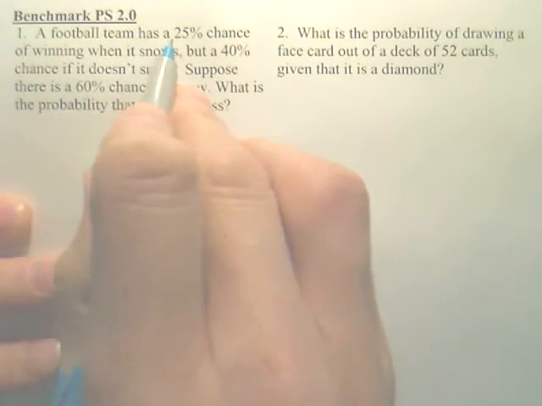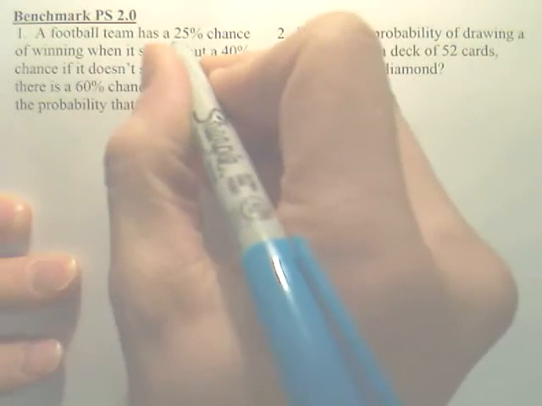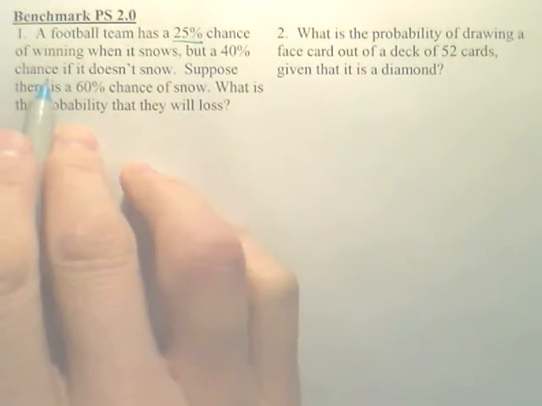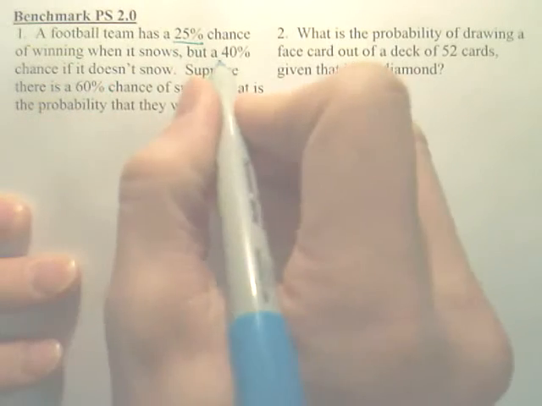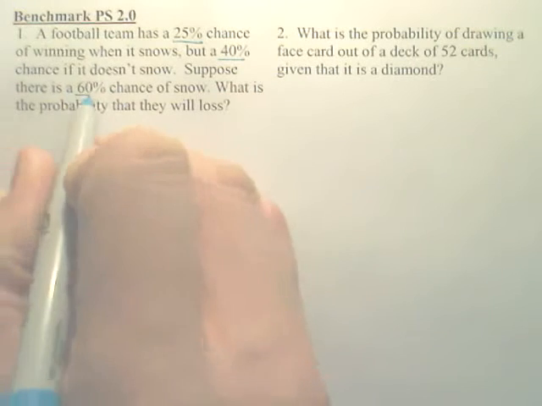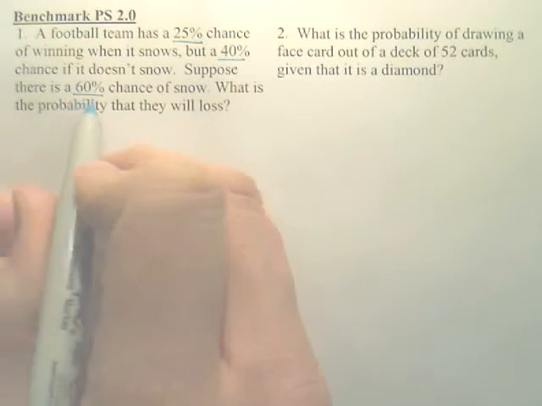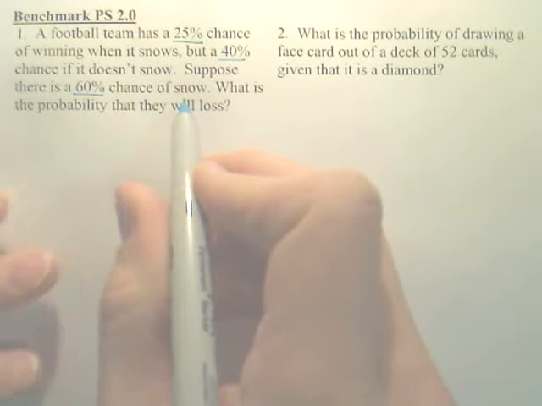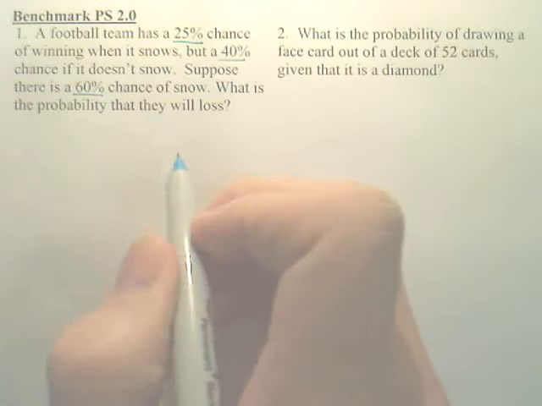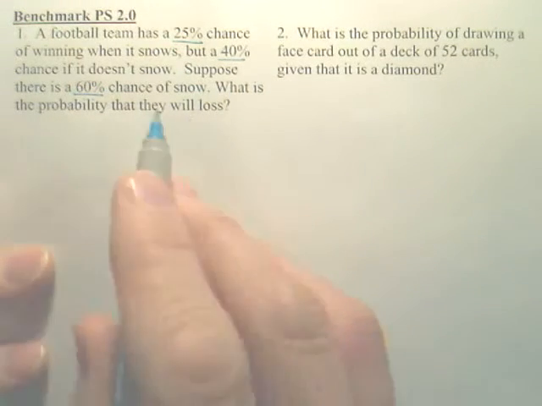Okay, a football team has a 25% chance of winning when it snows. So 25% chance. And then a 40% chance if it doesn't snow. So 40% chance if it doesn't. And then a 60% chance. Suppose there is a 60% chance of snow. Totally different story. There's a whole bunch of data. You have to be very careful with every single wording. And we'll say it all in a second. What is the probability that they will lose?